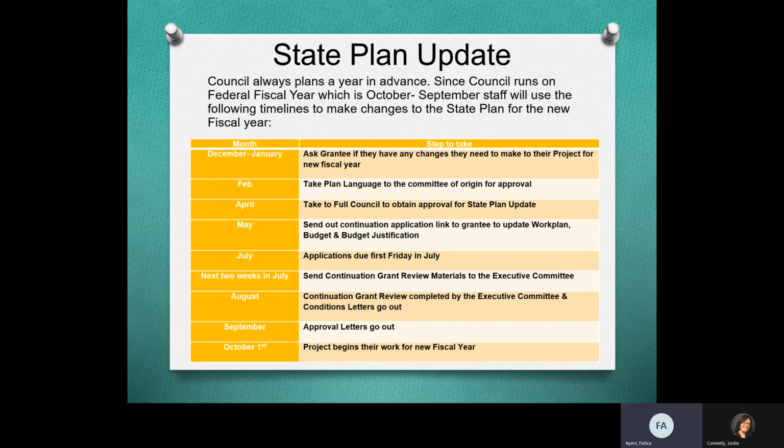And then in August, as they sit and look at all of this and we go over the information, if there's anything they need clarification on, or any problem whatsoever, they'll send out a conditions letter to you in August. And then in September, the plan is to send out your approval letter so that on October the 1st, you can start your work all over again for the new fiscal year.